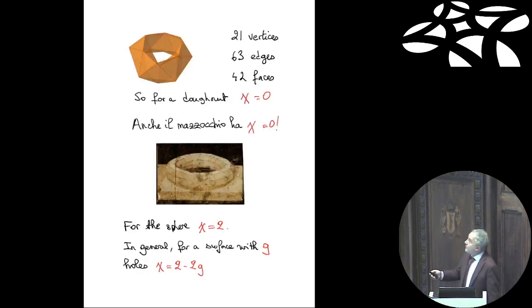So here is an example. You have a torus, and you have some triangulation pictured. So you have 21 vertices, 63 edges, 42 faces. And so you get chi equals 0. I said 1, it was 2, of course.